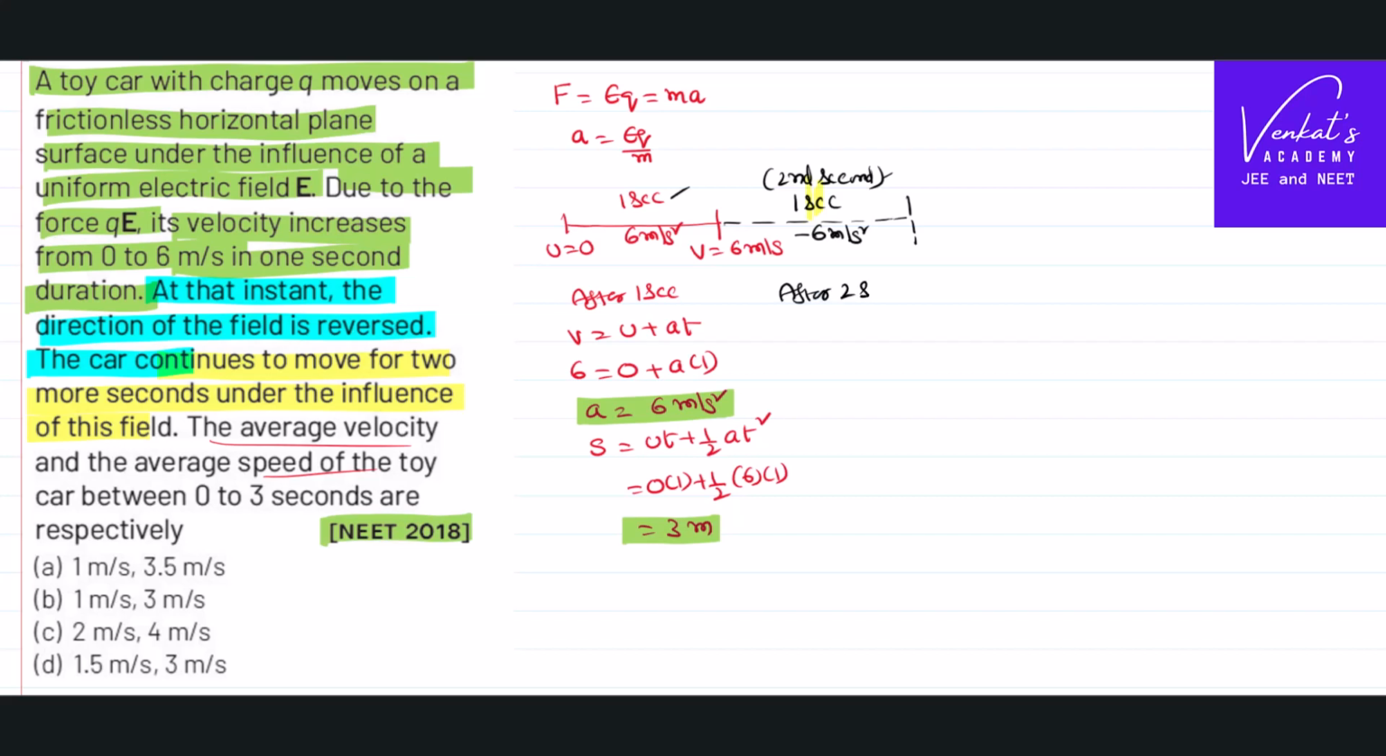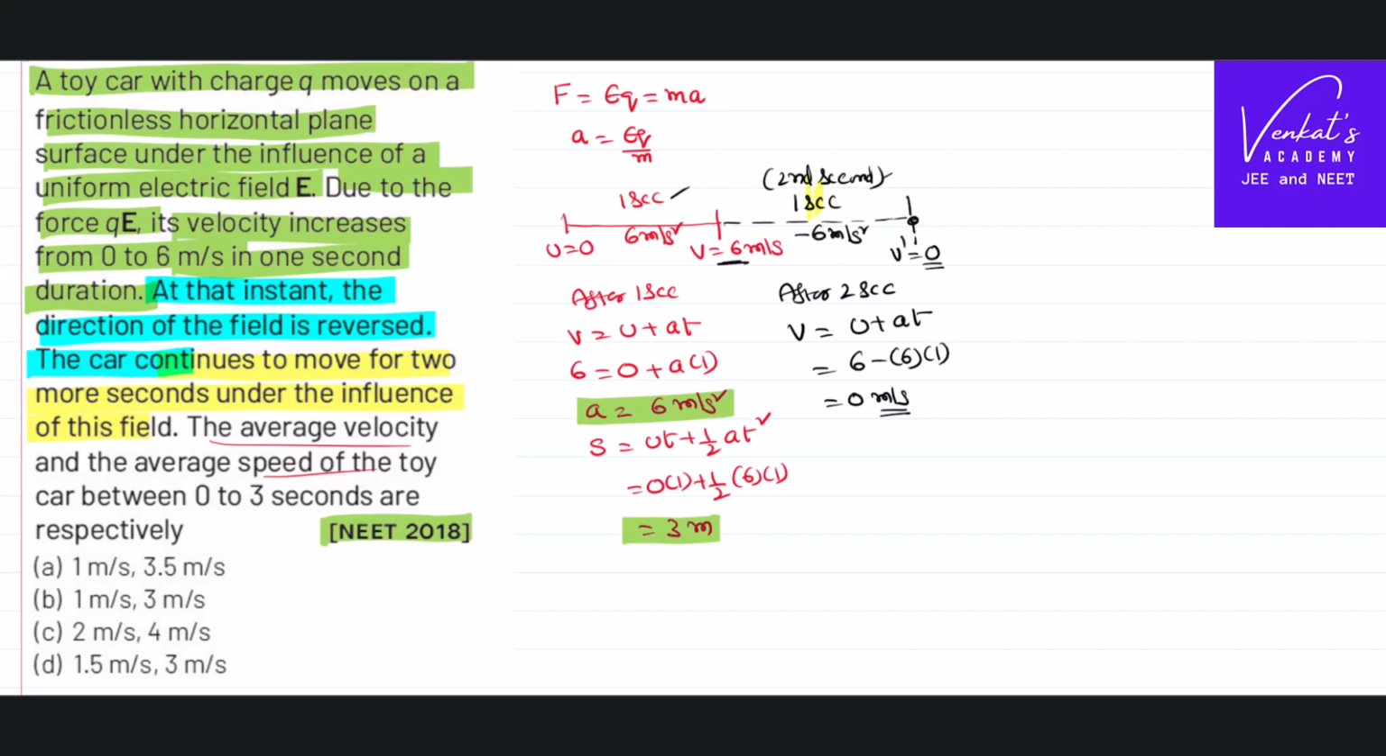Let me find out. After 2 seconds, V equal to U plus AT. What is this V I want to calculate? U is starting from here, 6. A is minus 6 and T equal to 1. That is 0 meters per second. So by the time it has covered the second second, its velocity becomes 0.